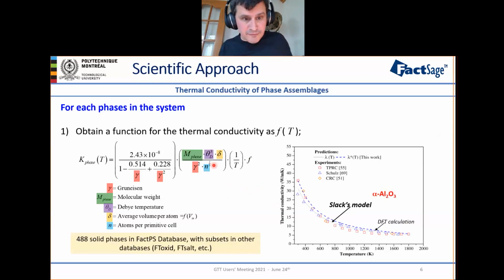So we can compute from these values, which can be obtained from the FactSage calculation, the predicted thermal conductivity of a pure solid. This is the phase of alpha corundum here. You can see our calculated curves with some experimental points and the FactSage calculation. So we did this for 488 pure solids. All the colored parameters here are stored in the FACT database, FACT-PS database, with subsets in other specialty databases like FToxid, FTsalt, FTall, and others.